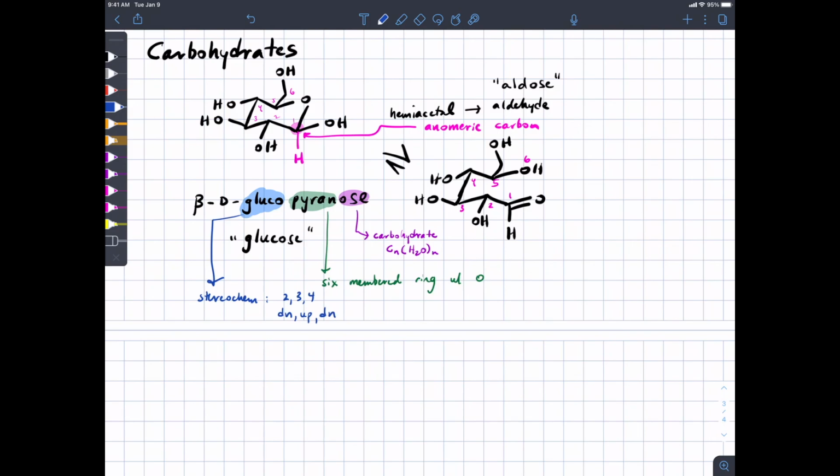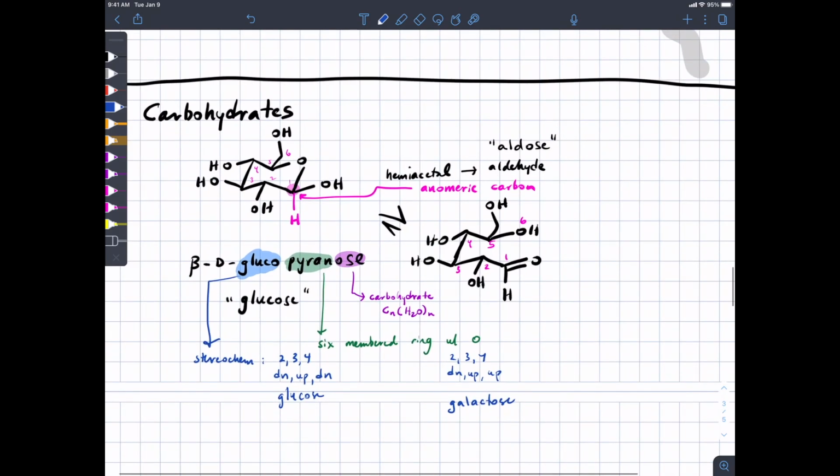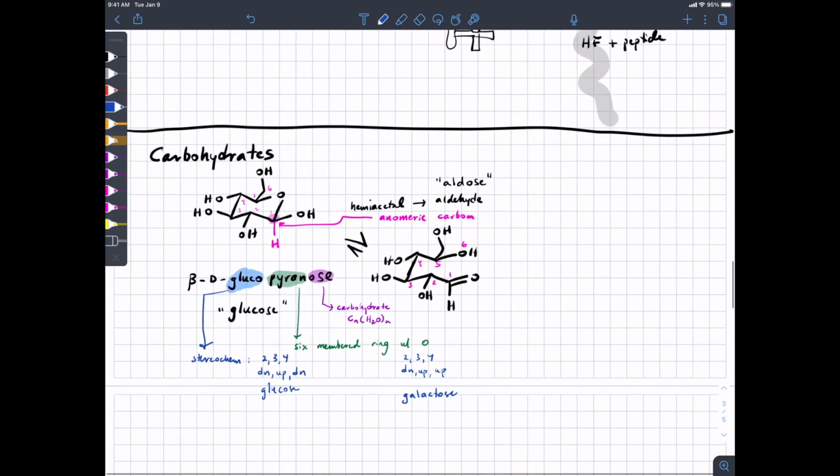For example, if instead we had down, up, up, that would be galactose. And we would use galactopyranose instead of glucopyranose. Okay, so we'll continue with that next time. We'll learn more about these names and more about carbohydrate structure.